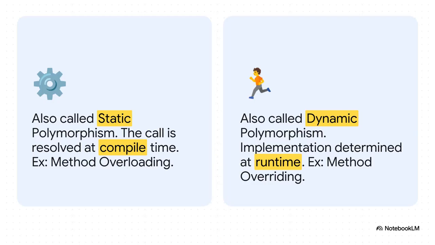And just to dig in a tiny bit deeper, polymorphism really comes in two main flavors. You've got compile time, where the program figures out what to do as it's being built, and then you have runtime, where it makes the decision on the fly as the program is actually running. That dynamic runtime version is incredibly powerful, especially when you combine it with inheritance.